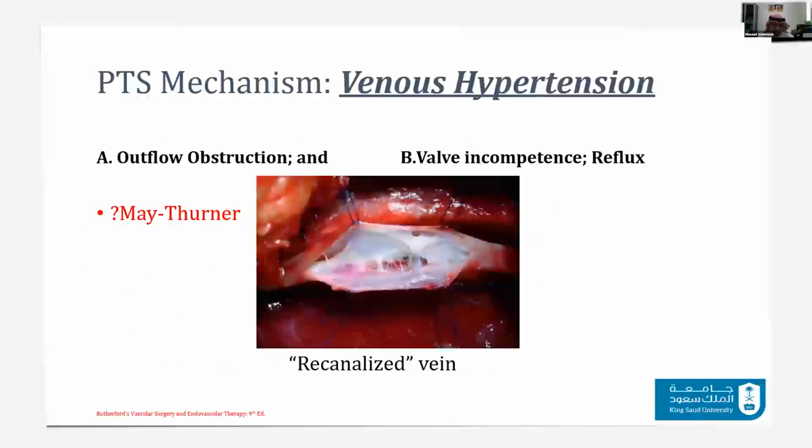The mechanism of PTS, as you know, is essentially venous hypertension, and this could happen in 2 ways. One is outflow obstruction, and the second one is incompetent valves, which happens in regular varicose veins of the superficial system, or the ovarian veins in case of pelvic congestion syndrome. And one of the non-thrombotic causes that we tend to pay more attention to these days is May-Thurner syndrome.